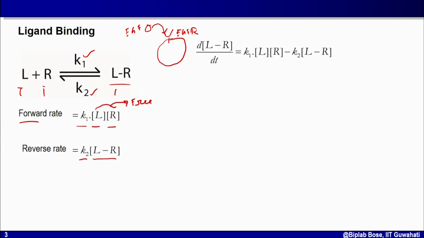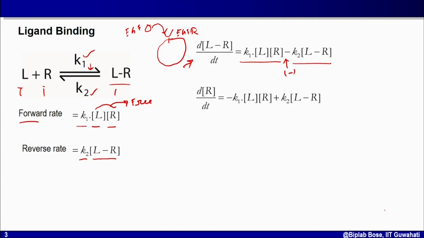Using this, I can write down the ODE representing the change in concentration of the complex LR. That is d[LR]/dt is equal to the first term, which comes from the forward reaction, that is K1 into [L] into [R]. This is how it is formed. And minus the backward reaction, because by this reverse reaction the concentration of the complex is decreasing. That's why I have a minus sign here. That is K2 into [LR].